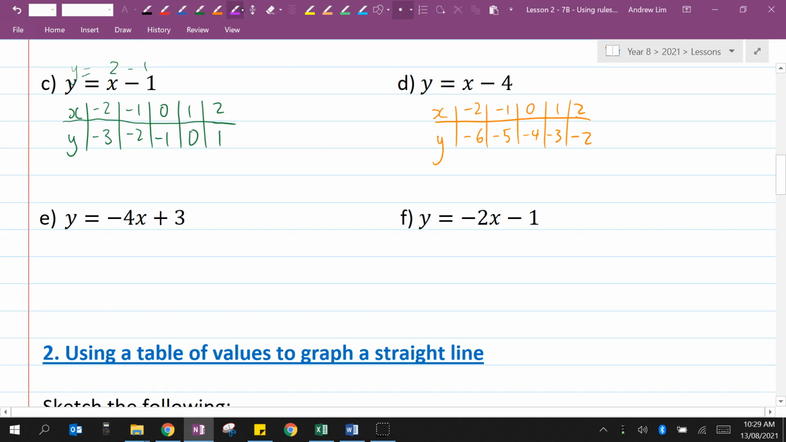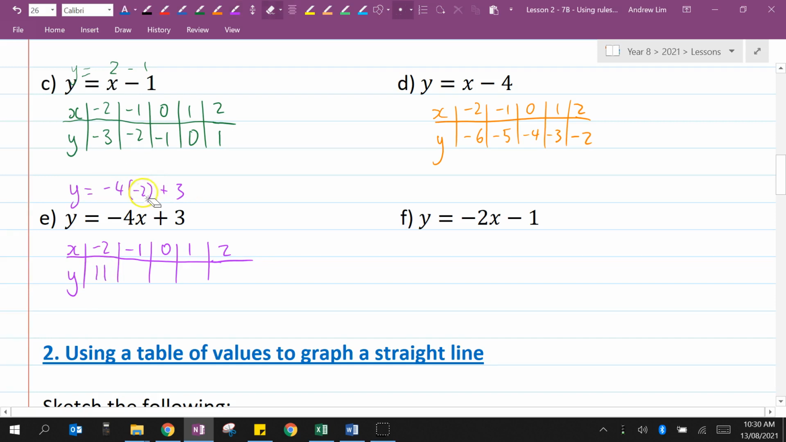Right, question E. X and y. 1, 2, 3, and 4. Minus 2, minus 1, 0, 1, and 2. So if x is minus 2, y is equal to minus 4 times minus 2 plus 3. Well, minus 4 times minus 2 is positive 8. And positive 8 plus 3 is 11.